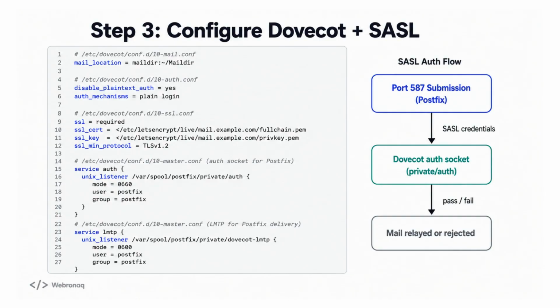In the master config we create two Unix sockets. The first, at private/auth, is the SASL handshake point. When a user on port 587 submits mail, Postfix passes the credentials across this socket, and Dovecot replies pass or fail. The second socket, at private/dovecot-lmtp, is the delivery tunnel. Postfix drops accepted messages here, and Dovecot places them into the right maildir. Both sockets are owned by the Postfix user. Restart both services and the pipeline is live.